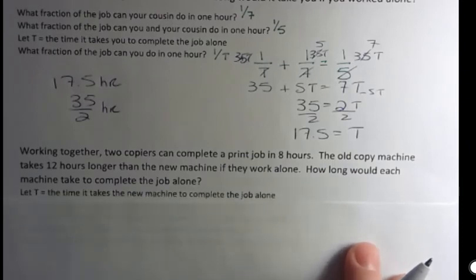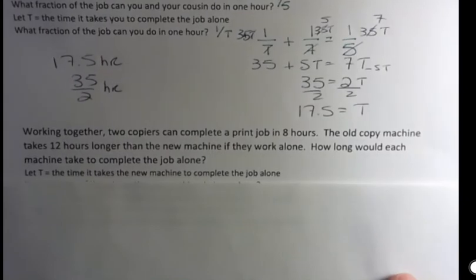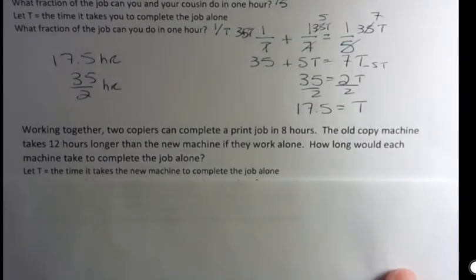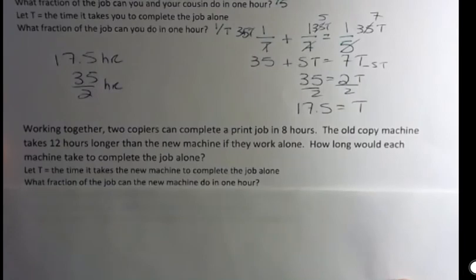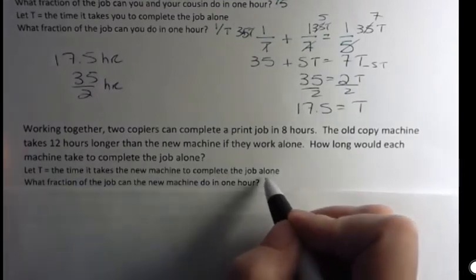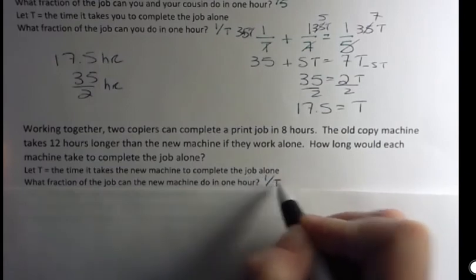Well, let t equal the time that it takes the new machine to complete the job alone. We don't know how much time it takes for the new machine or the old machine, but let t equal the time it takes the new machine to work alone. Then what fraction of the job would the new machine get done in an hour? Hopefully by now you're feeling that one, 1 over t.